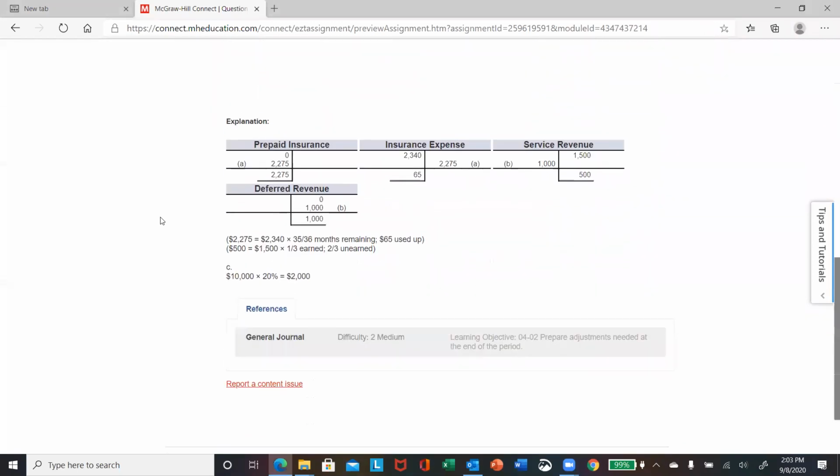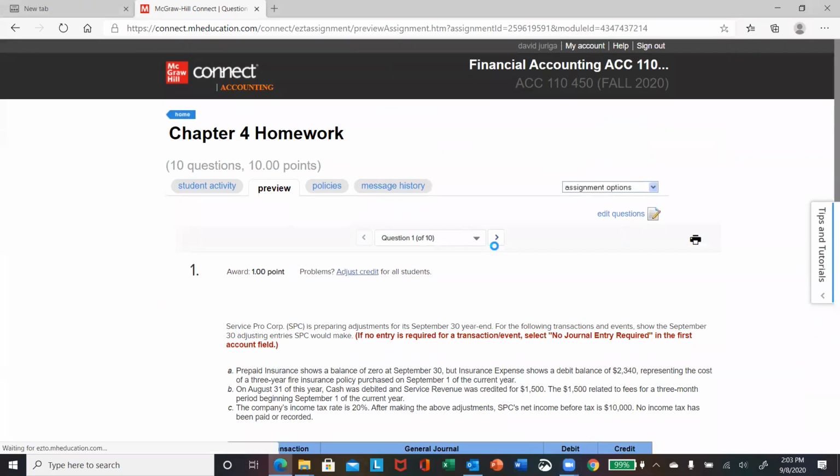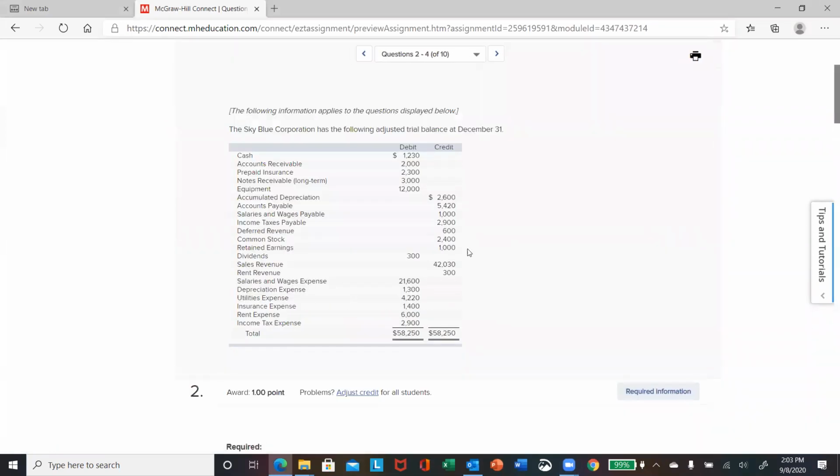All right. And down below, of course, they're just going to show you the same thing I just did. I like this illustration. They're showing you for each one of these the net effect of what would happen also in your ledger accounts. Okay. That is problem 1. Let's check out problem number 2.